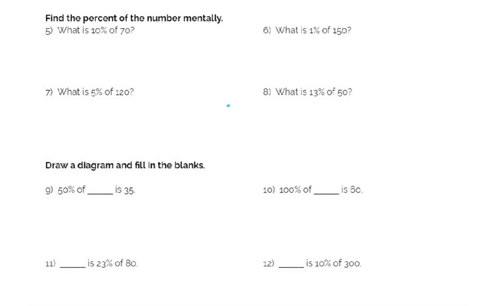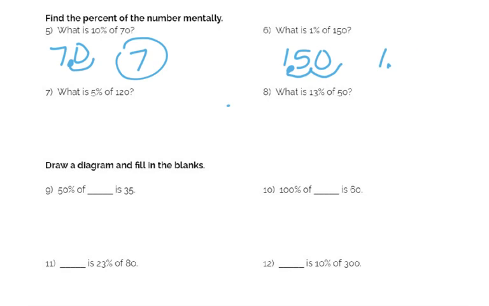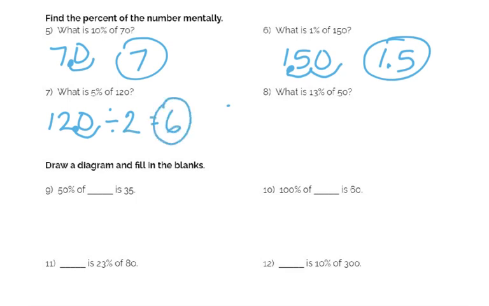All right, so if we have 10% of a number, it's moving the decimal point over 1 time, so the answer is just 7. 1% of a number, the shortcut is to just move the decimal point to the left 2 times. So 1% is 1.5. You could also say 1.50. 5% of a number, the shortcut is to find 10% of the number, which would be 12, and then divide that by 2, because 5% is half of 10%, so that would be 6.